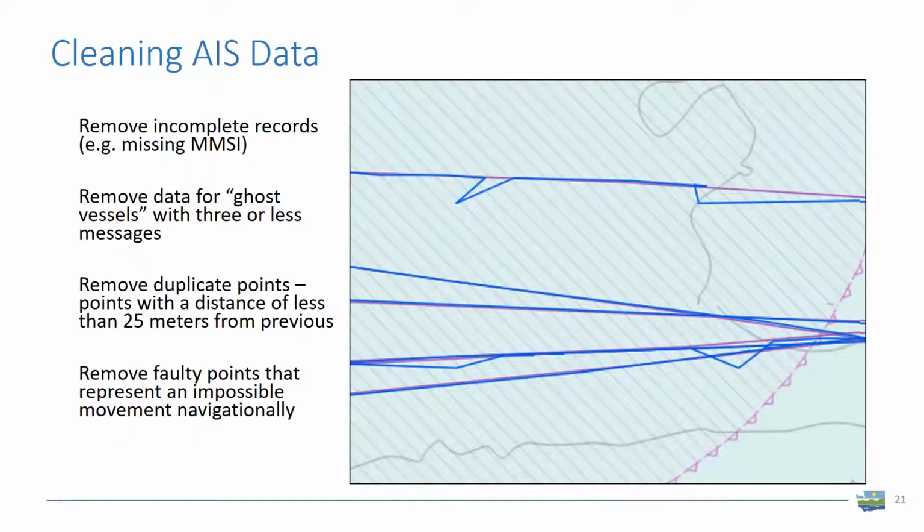We also remove duplicate points based on a set of rules, and this has a side benefit of facilitating the identification of track endpoints because stationary vessels produce a lot of what are essentially duplicate points. And lastly, we remove faulty points, like the one shown here, because they represent a navigationally impossible movement.